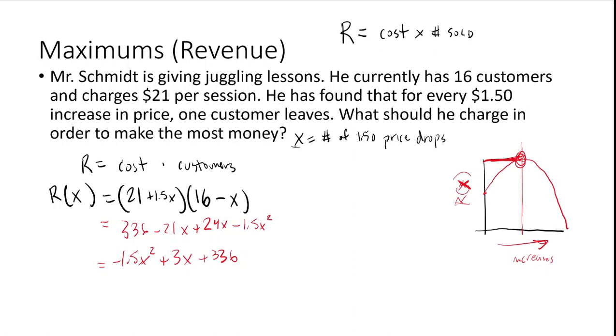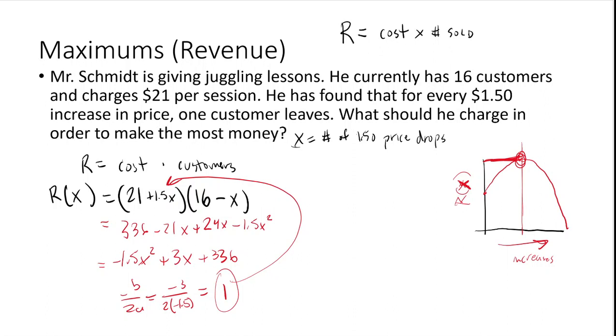the vertex. So it's negative b over 2a, which is negative 3 divided by 2 times negative 1.5, which is going to be 2. Right? Oh, it's 1. Sorry, it's 1. I can do math. That's just positive 1, which means that he just needs to change his price by adding $1.50 one time. So his total charge is going to be, he should charge $22.50, right? We can take this one and plug it back into our expression for cost to find out what he should charge to maximize profit.